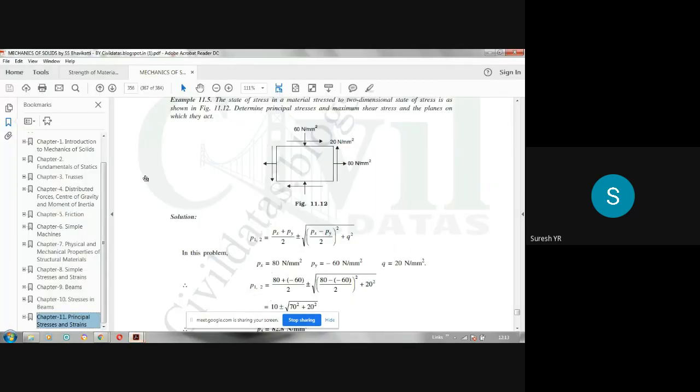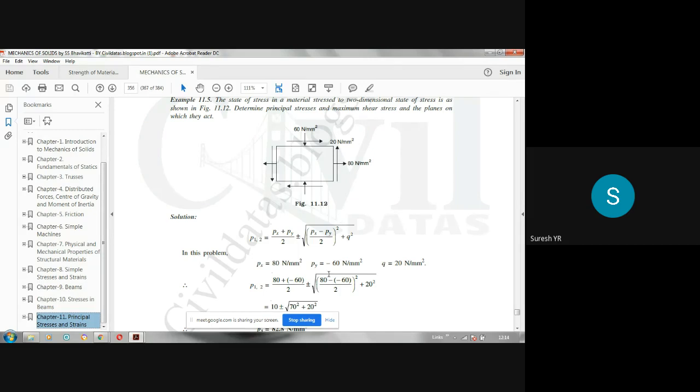Let us take this problem. This problem we have solved using analytical method, that is using formula, long back. So using that analytical method, how to find principal stresses and principal plane in a two-dimensional stress system. This is from that book, Mechanics of Materials by Bhavika. The same problem we will solve by Mohr circle method today.